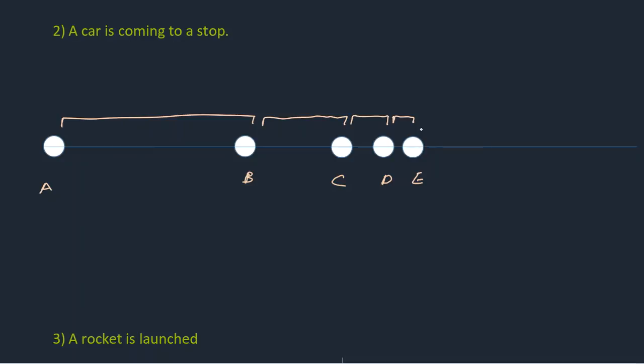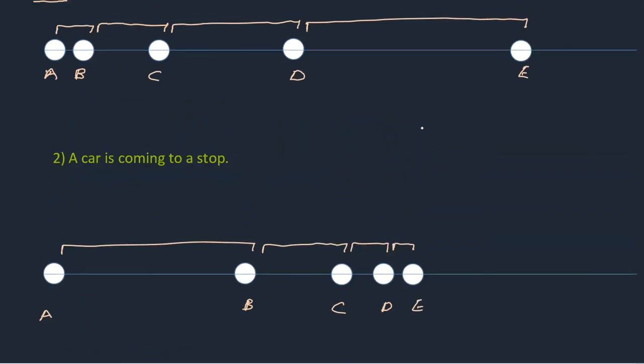So if a car is coming to a stop, the object is slowing down, so the distance is decreasing over an elapsed time interval. So basically, in a nutshell, if the distance is increasing, in this case, the object is increasing in speed, and if the distance is decreasing, the object is slowing down.